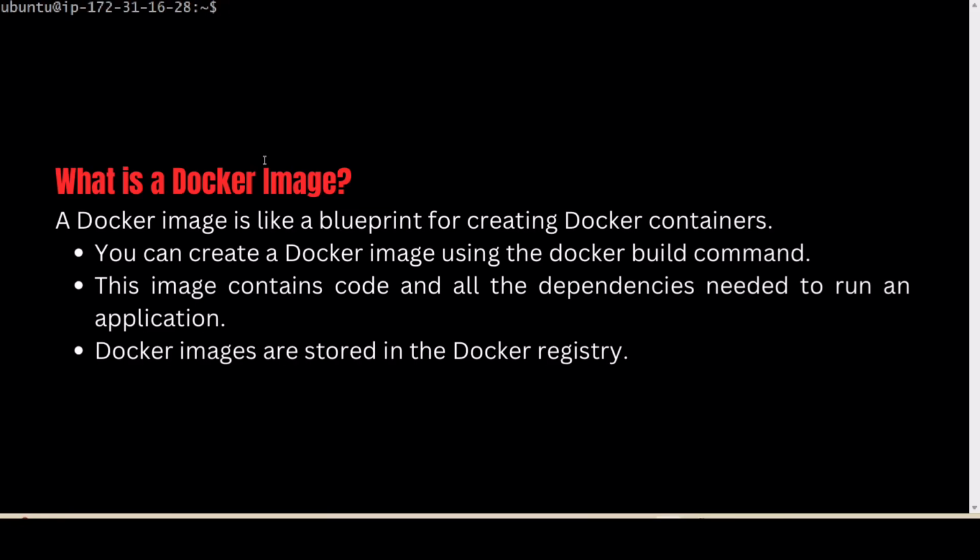What is a Docker image? A Docker image is like a blueprint for creating Docker containers. You can create a Docker image using the docker build command. This image contains code and all the dependencies needed to run an application. Docker images are stored in the Docker registry. If we want to pull those images, we can authenticate with Docker Hub, and we can directly pull the images from the Docker registry.